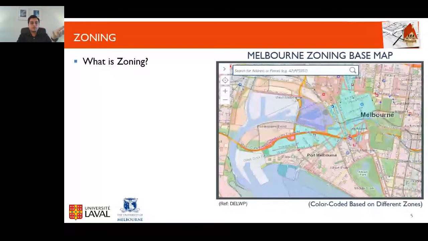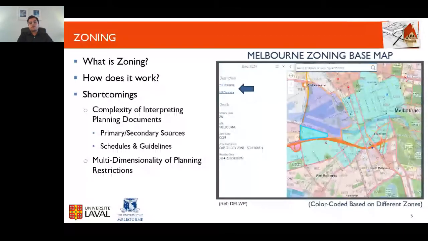Based on this information, related planning restrictions should be found in primary and secondary sources such as regulatory documents. And because of the complexity and multidimensionality of planning restrictions, identifying their extents as well as potential conflicts that may arise is not an easy task and requires lots of expertise and analytical skills, especially when 3D components are involved.